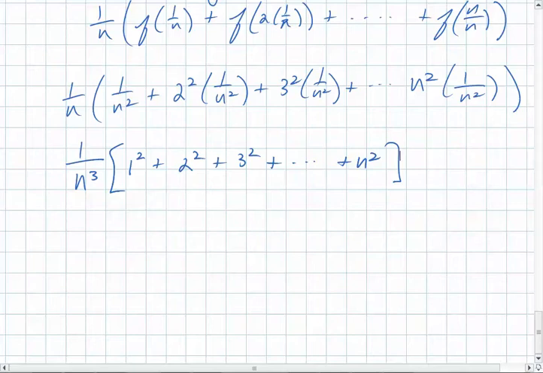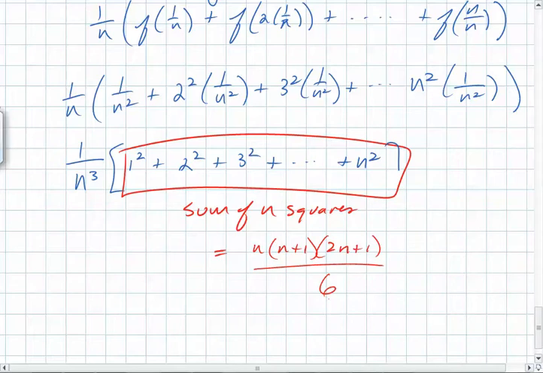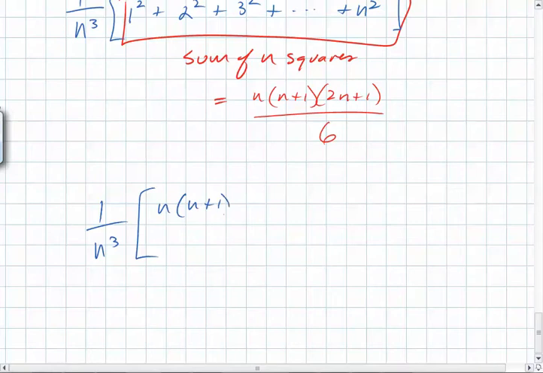Yes, there is. On page 383, it tells you that the sum of squares is equal to n times n plus 1 times 2n plus 1, all over 6. It's right there, page 383. It's right in the middle. The sum of n squares. So we've been looking for the area under y equals x squared from 0 to 1, and now we're down to this right here.